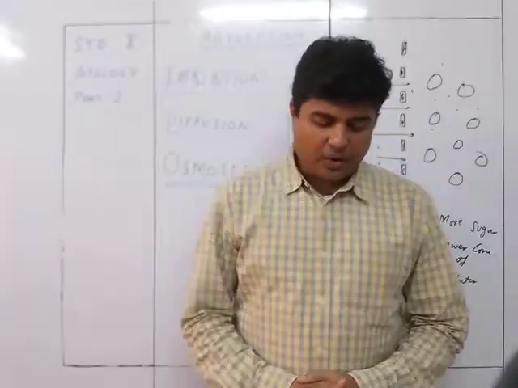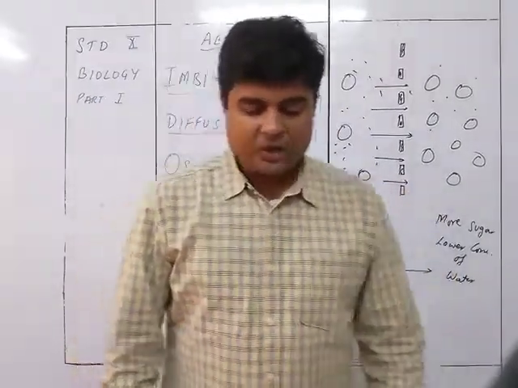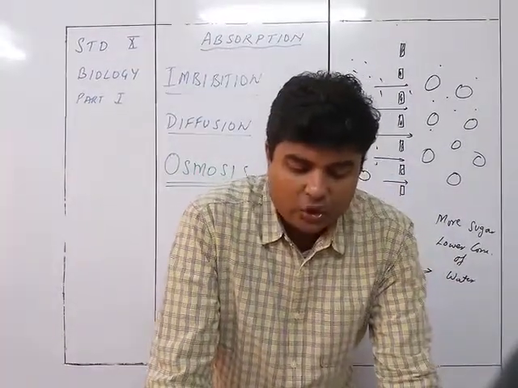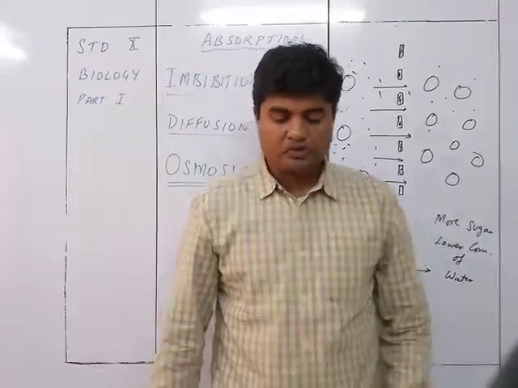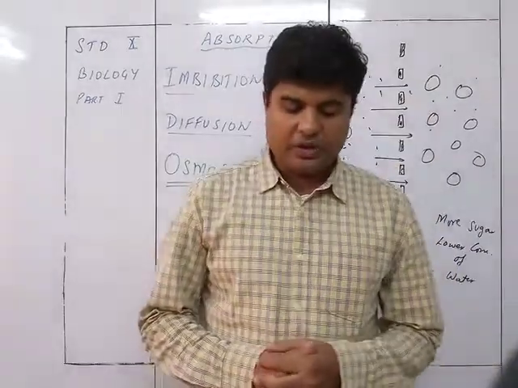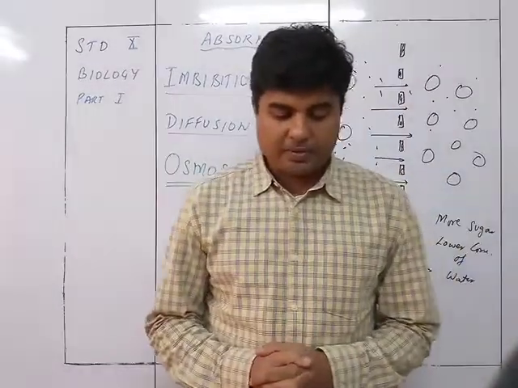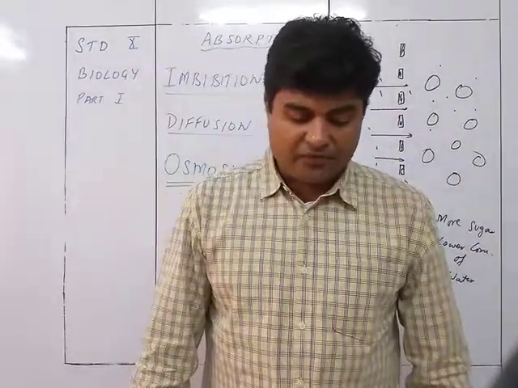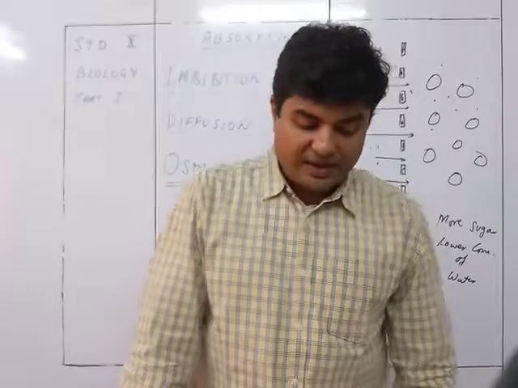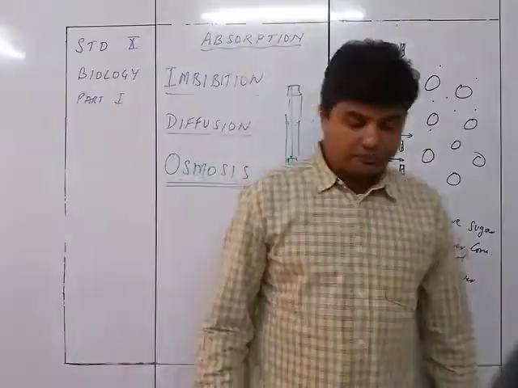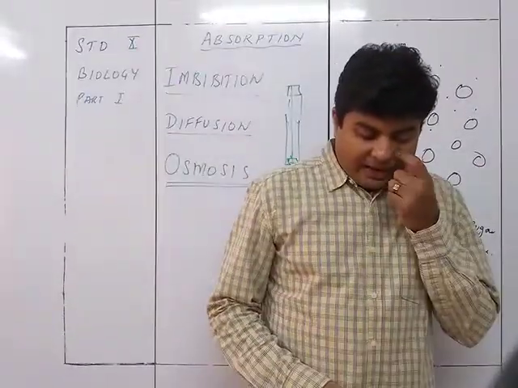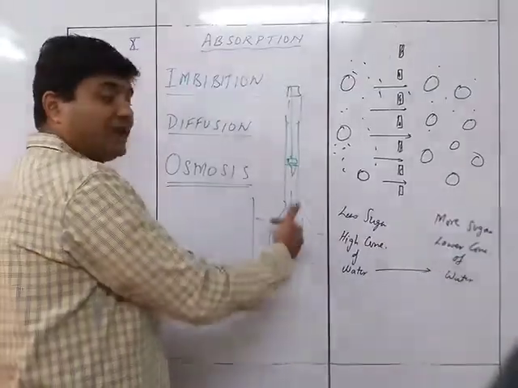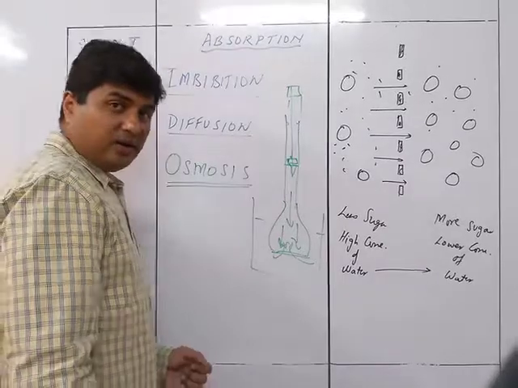Thus we define osmotic pressure as the minimum pressure that must be exerted to prevent the passage of the pure solvent into the solution when the two are separated by a semi-permeable membrane, or osmotic pressure of a solution is a measure of its tendency to take in water by osmosis. So here you see that if the pressure is applied, then it is not allowing the water to go inside.